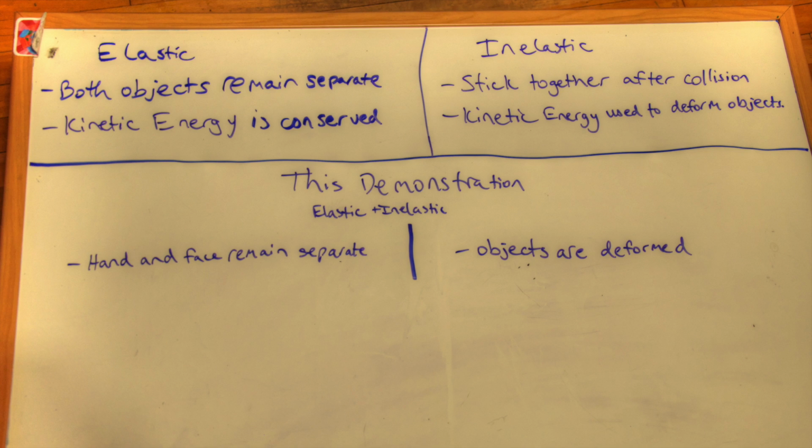An elastic collision is a collision in which both objects remain separate after the collision, and the kinetic energy of the two objects is conserved. An inelastic collision is a collision in which the two objects stick together after the collision, and the kinetic energy is used to deform the objects.